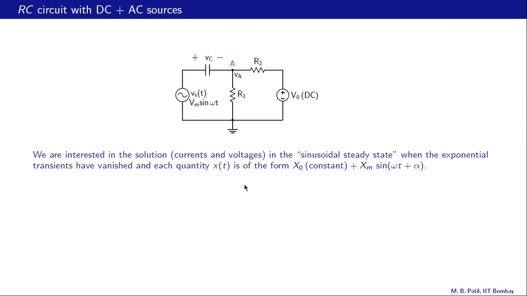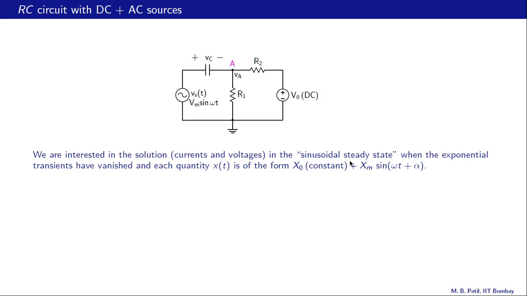Okay, let's start with this simple RC circuit. Let's leave the BJT aside for the moment, because it makes life more complicated. And for this RC circuit, we have two sources. One is a DC source, V0, and one is a sinusoidal source, Vm sine omega t. And we are interested in the solution. What do we mean by the solution? Currents and voltages in the circuit in the sinusoidal steady state, and we have come across this term earlier.